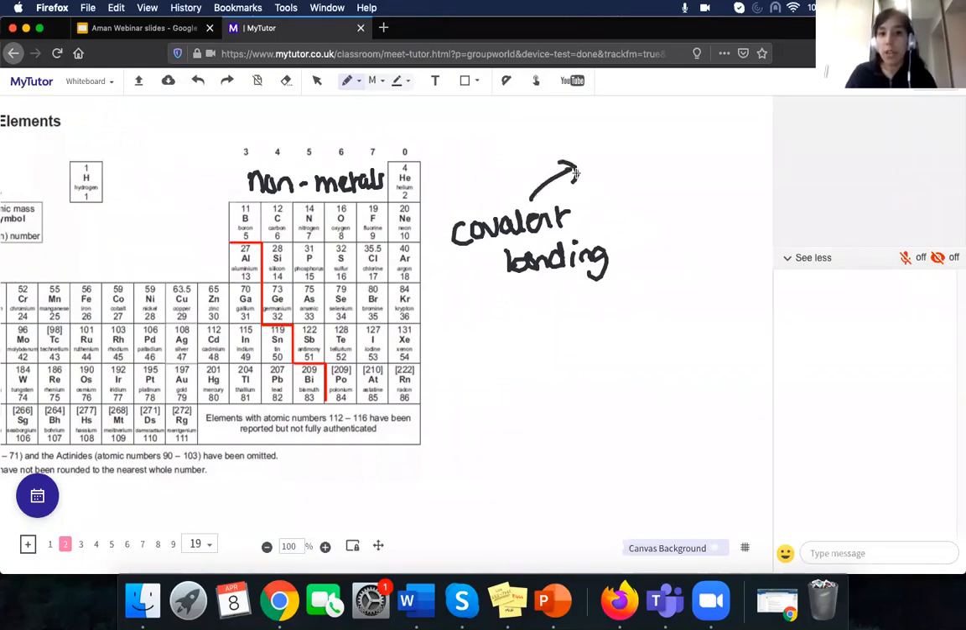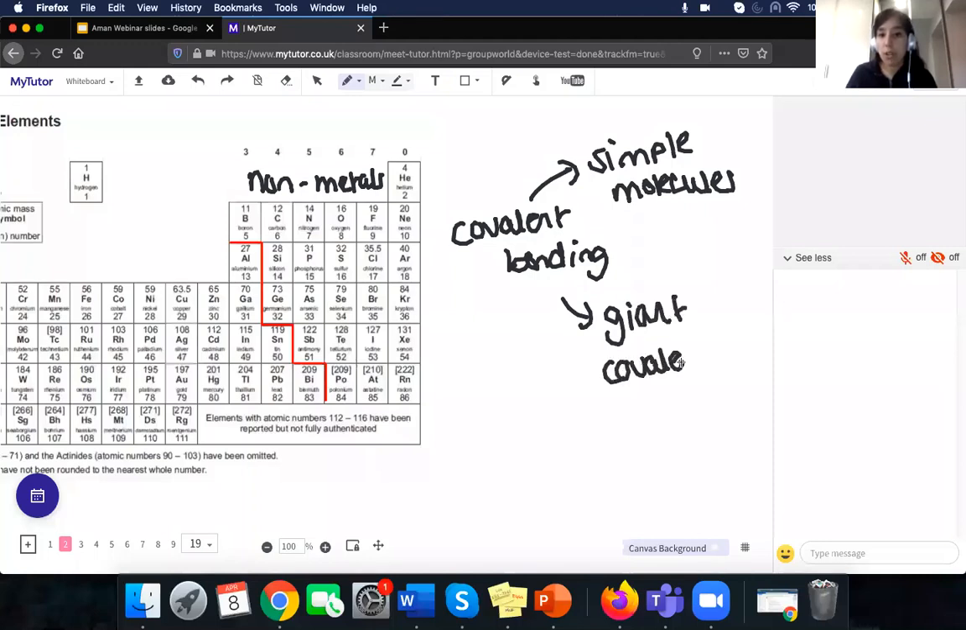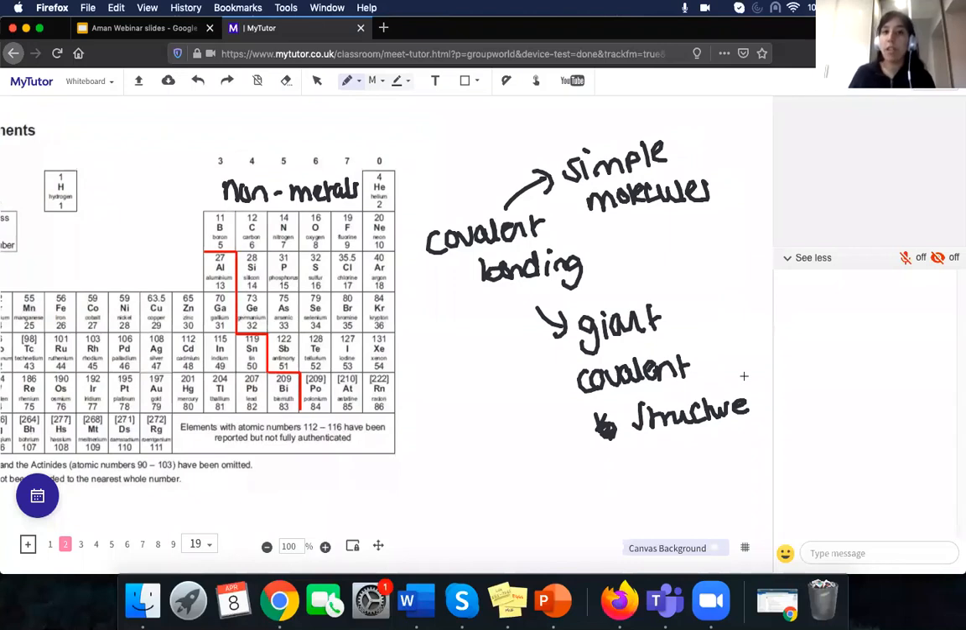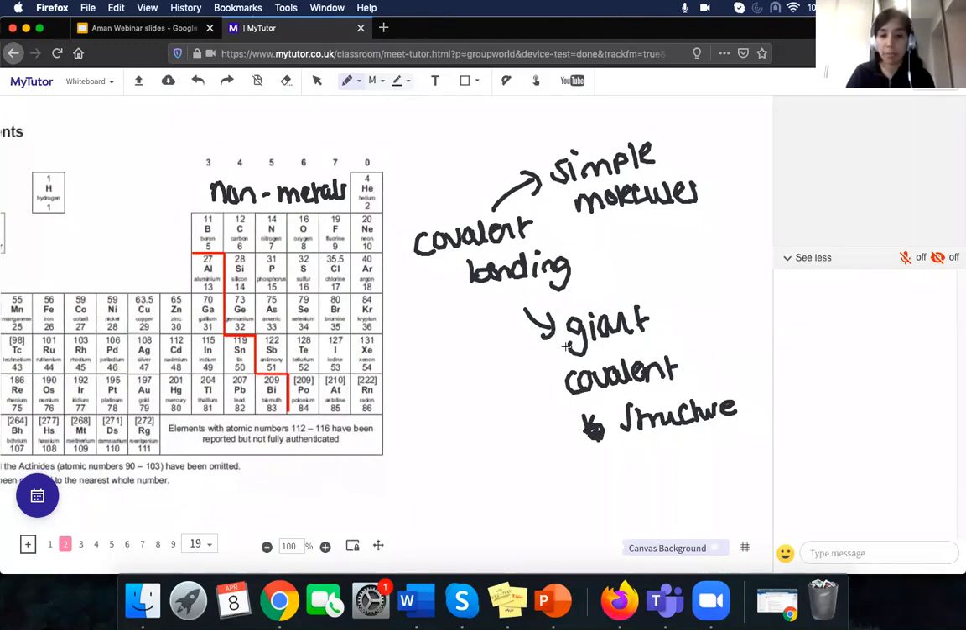So covalent bonding can either form simple molecules or it can form a giant covalent structure. Most covalently bonded structures will form simple molecules. We covered those yesterday, but there are three giant covalent structures that we need to know at GCSE Chemistry, and they are diamond, graphite, and silicon dioxide. And as a side, alongside diamond, we also look at graphene, which we'll be looking at today with regards to fullerenes. So the one giant covalent structure we didn't look at yesterday was silicon dioxide.